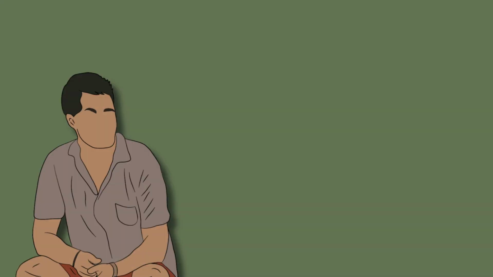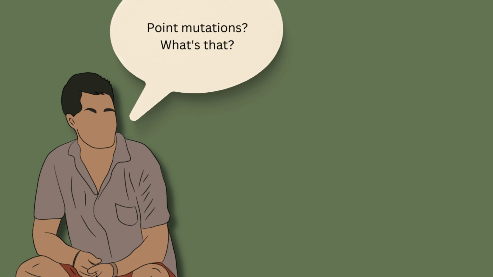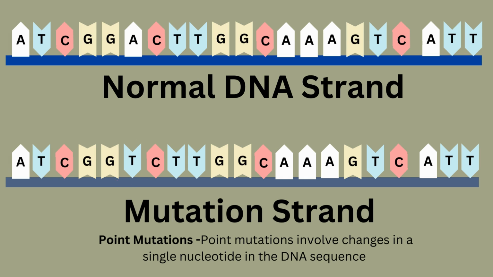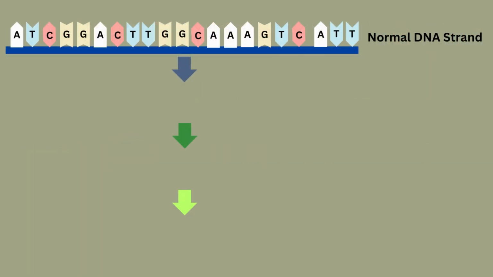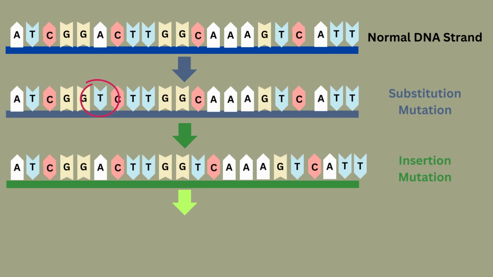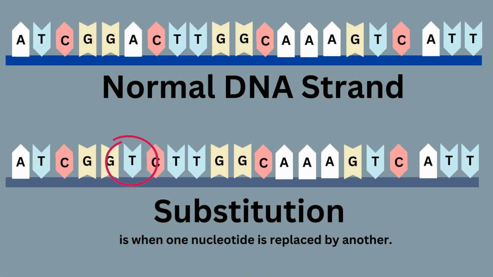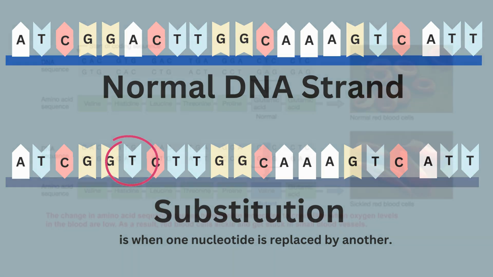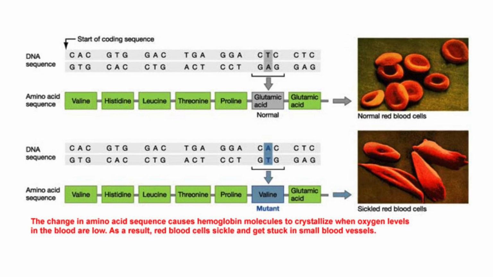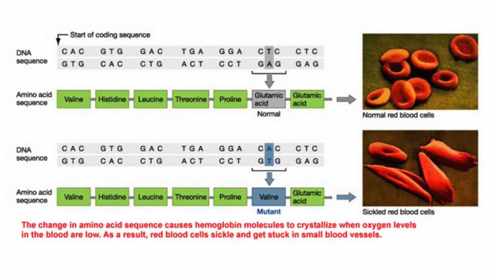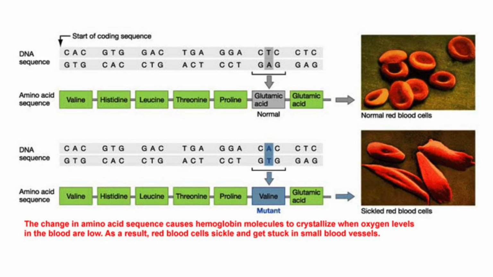Marco raised an eyebrow. "Point mutations? What's that?" "Good question," said Zoe. "Point mutations involve changes in a single nucleotide in the DNA sequence. There are three types: substitutions, insertions, and deletions. A substitution is when one nucleotide is replaced by another. For example, in sickle cell anemia, a single nucleotide change results in the substitution of one amino acid in the hemoglobin protein, which causes the red blood cells to become sickle-shaped."